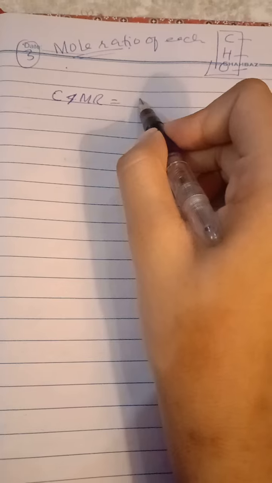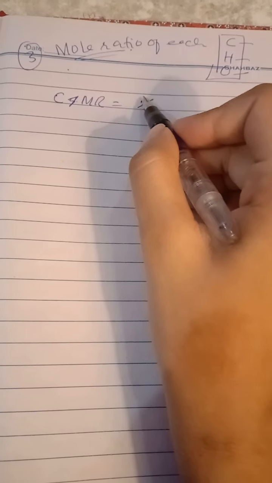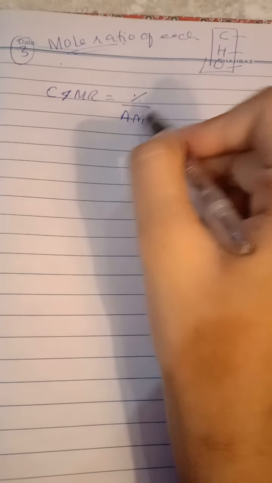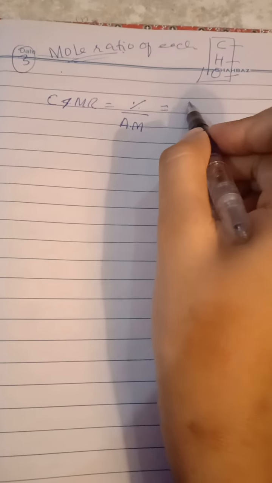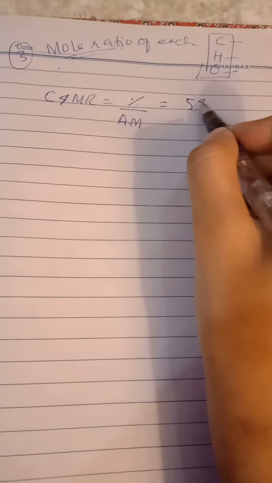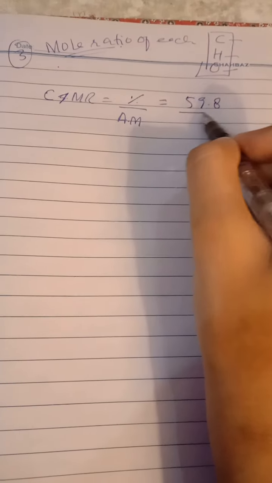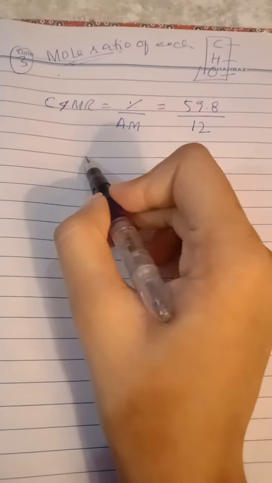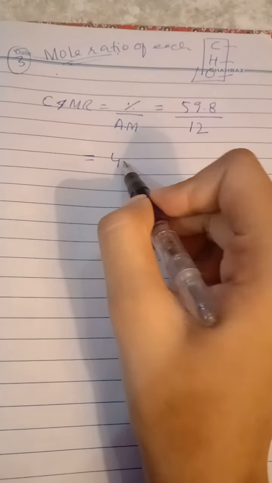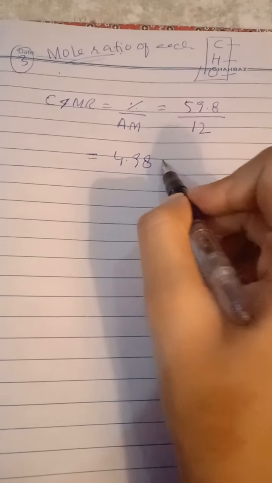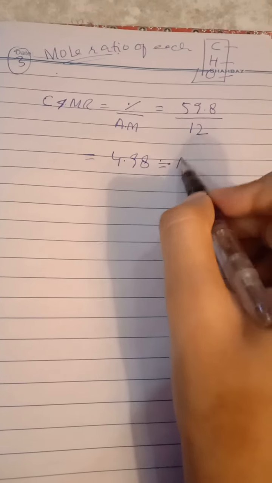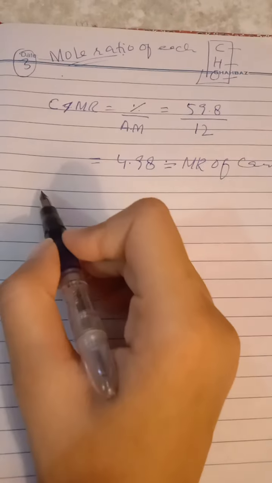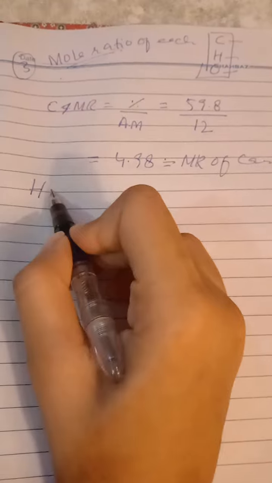For finding the mole ratio, we have a formula: the percentage divided by the atomic mass of the element. The percentage of carbon that we got was 59.8%, and the atomic mass of carbon is 12. When we calculate this, the answer is 4.98. That is the mole ratio of carbon.